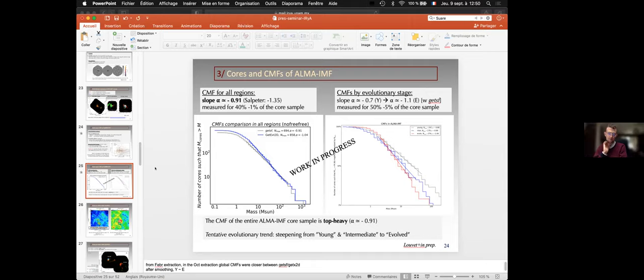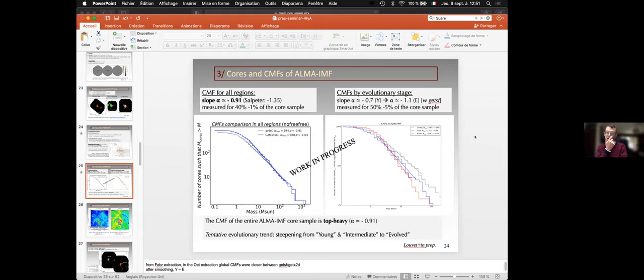Yeah, that's very good, because in our experience, the cores are very subjective objects, right? So there's no unique way to define them. Do you find any significant difference between the different algorithms, for example, or, for example, your mass resolution or things like that?